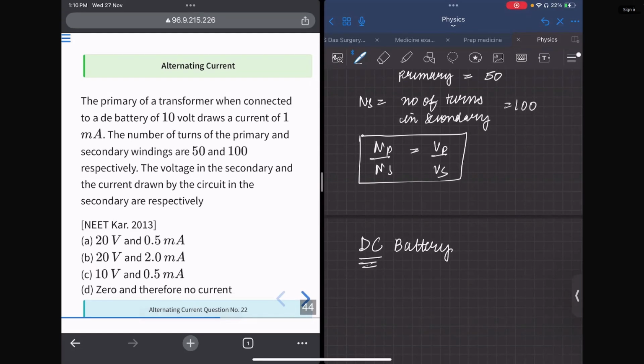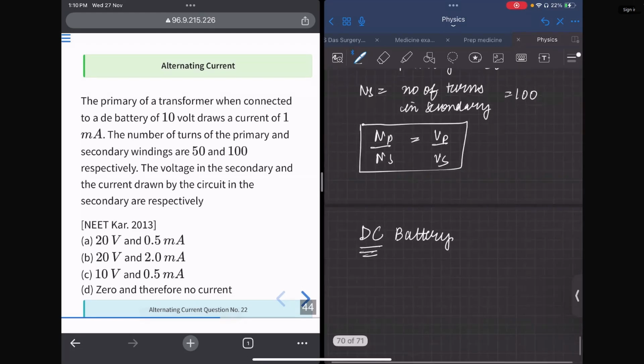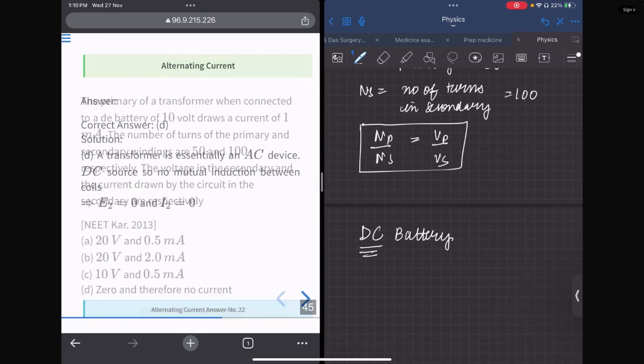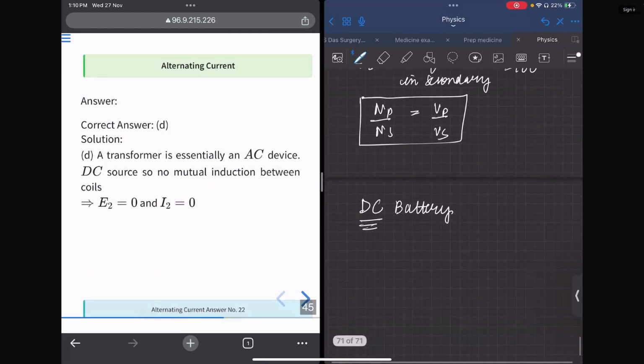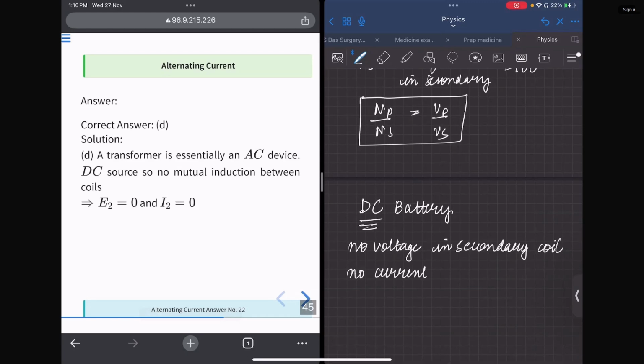All these formulas are applicable when the current is alternating, when it has a phase difference. It goes through different phases. In a DC battery, there is no phase. A transformer is essentially an AC device. DC shows no mutual inductance between this coil. So, no voltage in secondary coil, and no current in secondary coil.